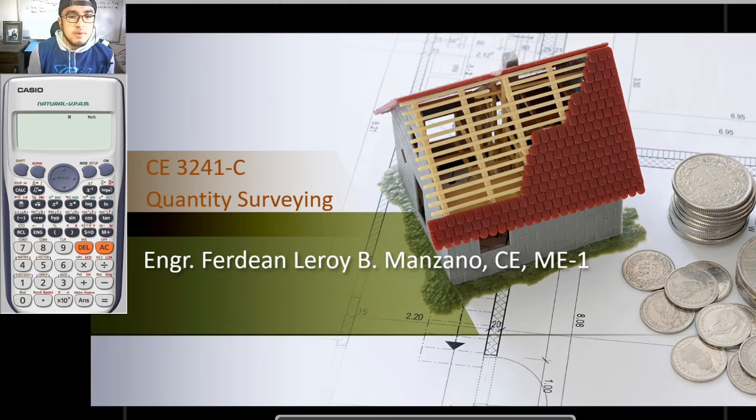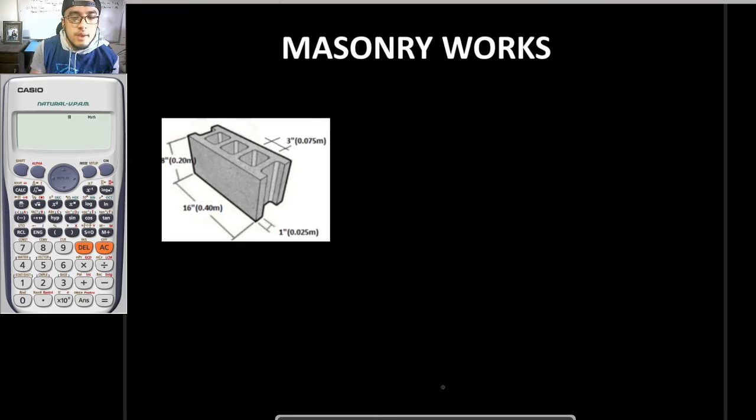So for this pre-recorded lecture, what we would be talking about is masonry works. Let's have a little bit of a background first. Masonry, as per definition, is the building of a certain structure with individual units bounded together. We often call these individual units masonry units, and the most common ones are bricks, concrete hollow blocks, stones, and whatnot.